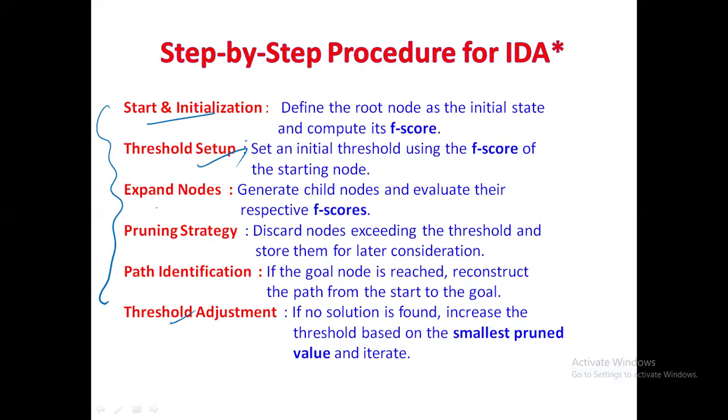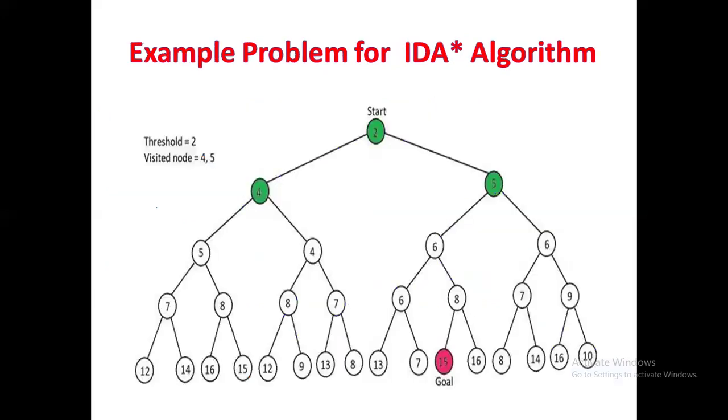So this is the example problem which I have taken for explaining the IDA star algorithm. This example demonstrates how IDA star efficiently explores the state space while maintaining memory. In the first iteration, the IDA star algorithm starts with the root node.